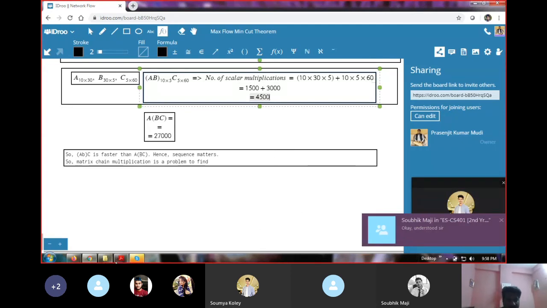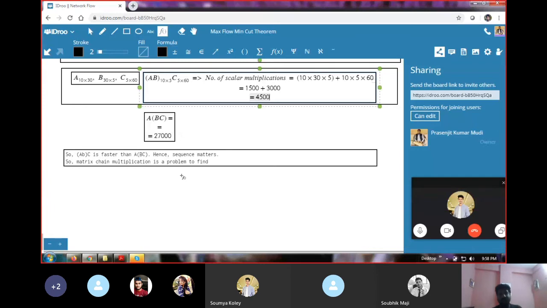Okay, understood, sir. Just try to understand, make yourself convinced that for any matrices A and B, while computing the product AB, where A is of dimension 10 by 30 and B is of dimension 30 by 5, the number of scalar multiplications involved is 10 into 30 into 5. I hope you know this. If you don't know this, try to understand it by taking an example. And even if you can't understand this, just ping me, I can give an example demonstration.